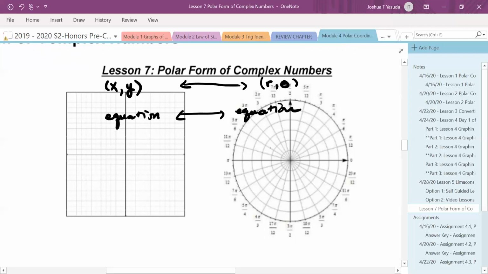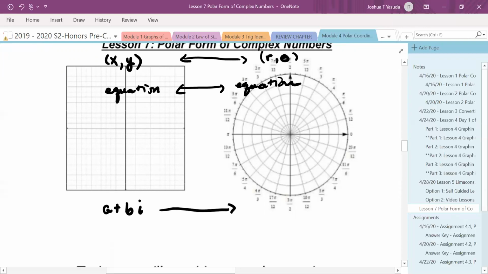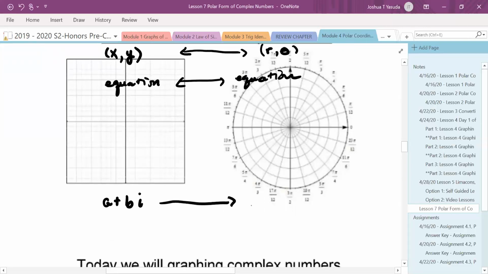We should be able to graph an equation that's in polar. And now we're going to take a complex number, right, that is a plus bi, and we're going to move it into its polar form, which is r equals, just kidding, z equals, no.